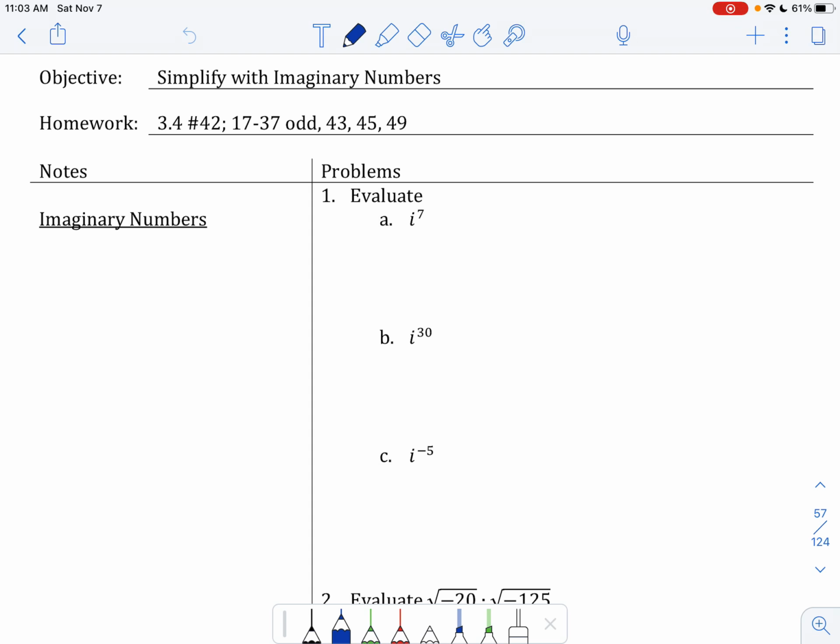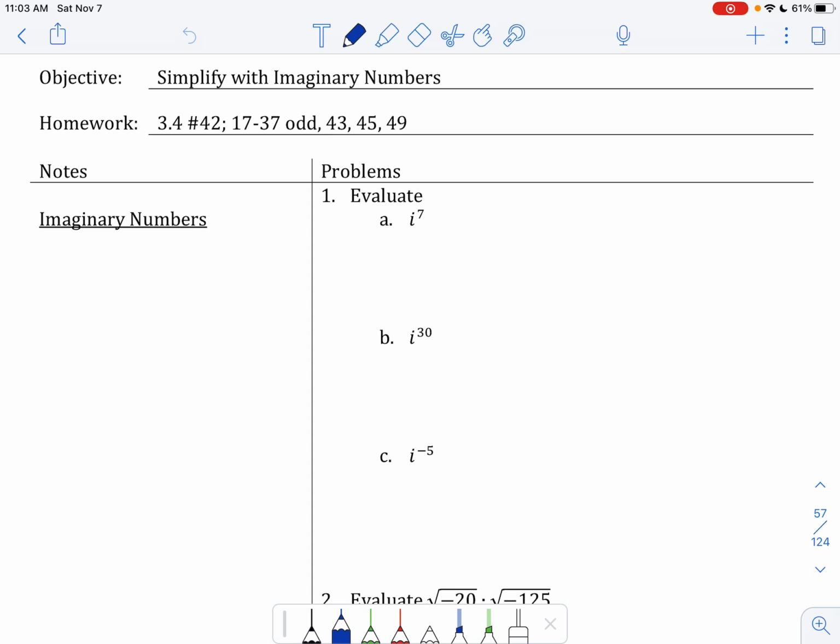Hey all, so we're going to talk today about simplifying and evaluating with imaginary numbers, which is going to lead us into complex numbers. So let's start by defining what imaginary numbers are. Get yourself all ready for notes, get everything squared away, and we're going to get started.